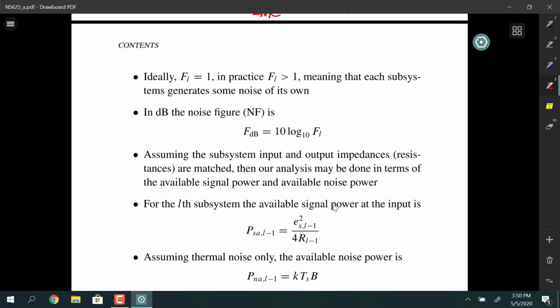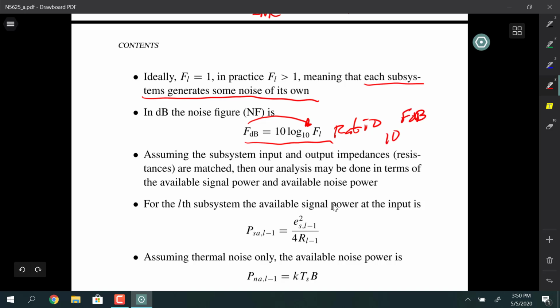And it's just an indication that, as this says, each subsystem generates some noise of its own. We work most of the time with specs of subsystem components in terms of the noise figure in dB, and the relationship between the noise figure and the noise figure in dB is just 10 log base 10. Generally, though, when we're doing the calculations that we're going to talk about, we have to convert back from a noise figure in dB as the spec for a component and get it back to the ratio side over here. So we're going to frequently be doing things like F sub L equals 10 to the F in dB divided by 10 to get back to the ratio F sub L.